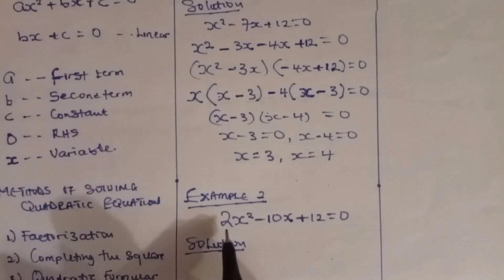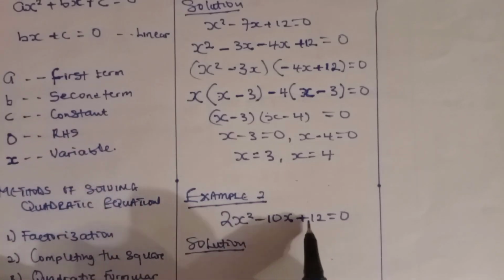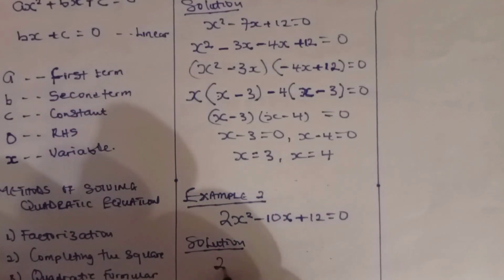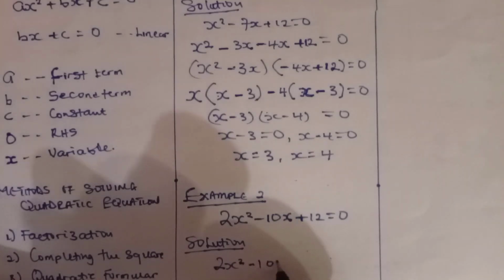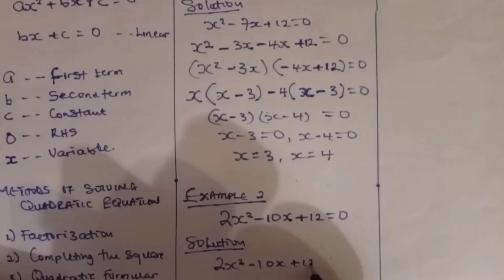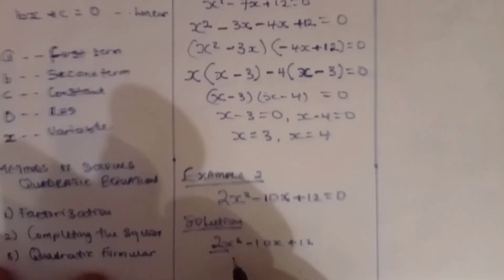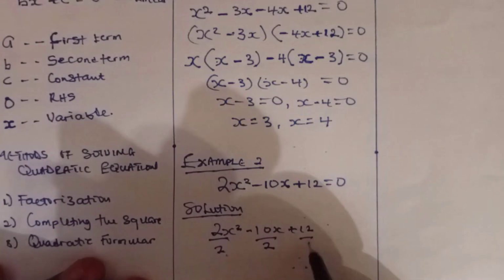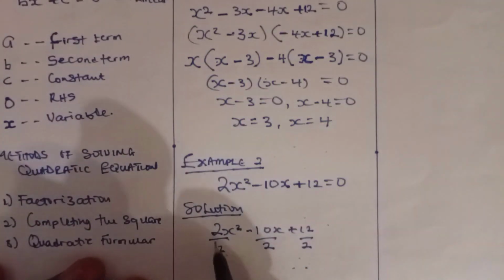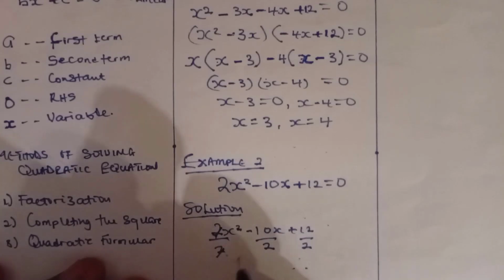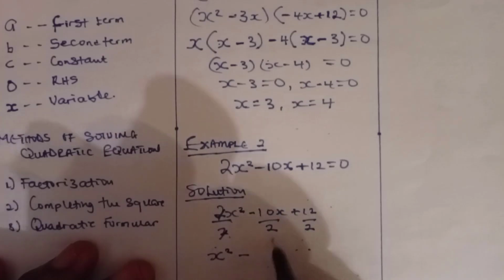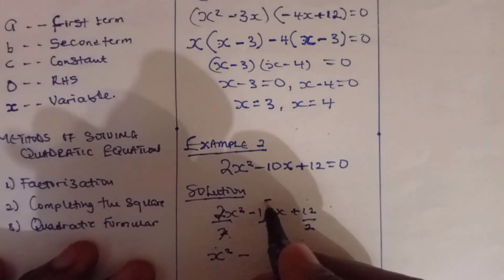Looking at it, 2 is a common divider here. So it simply means that we can divide through by 2. We can divide here by 2, and here by 2, right? So when we divide here by 2, you have what? x squared. Minus 10 here is going to give us 5.